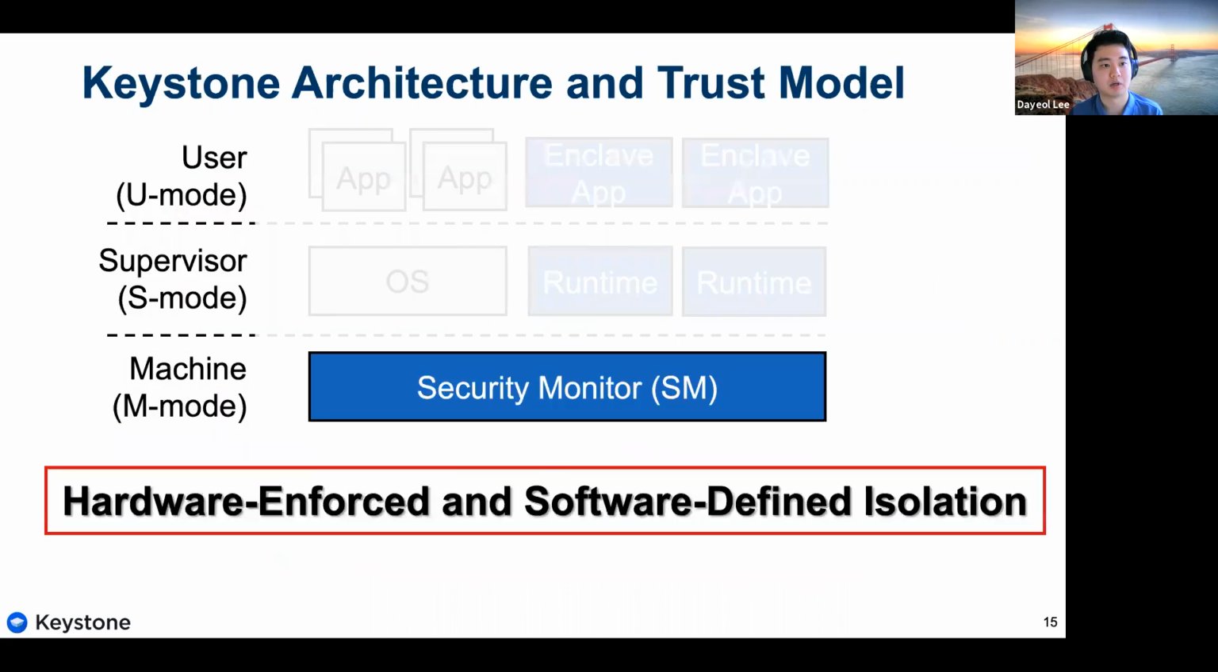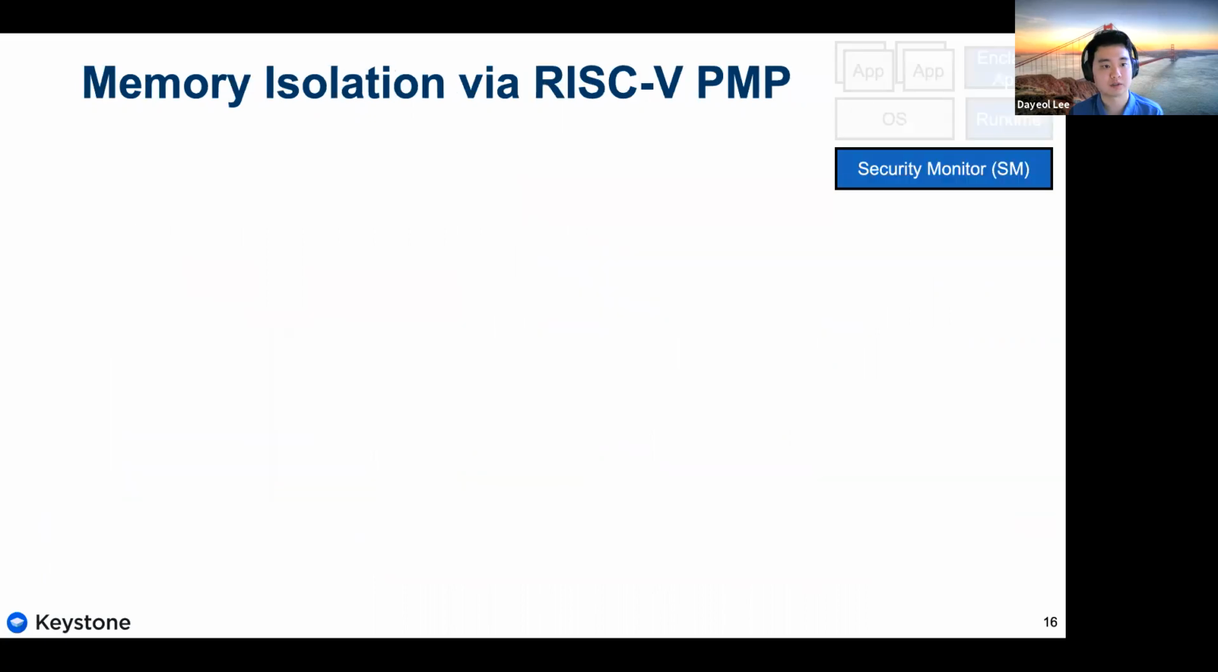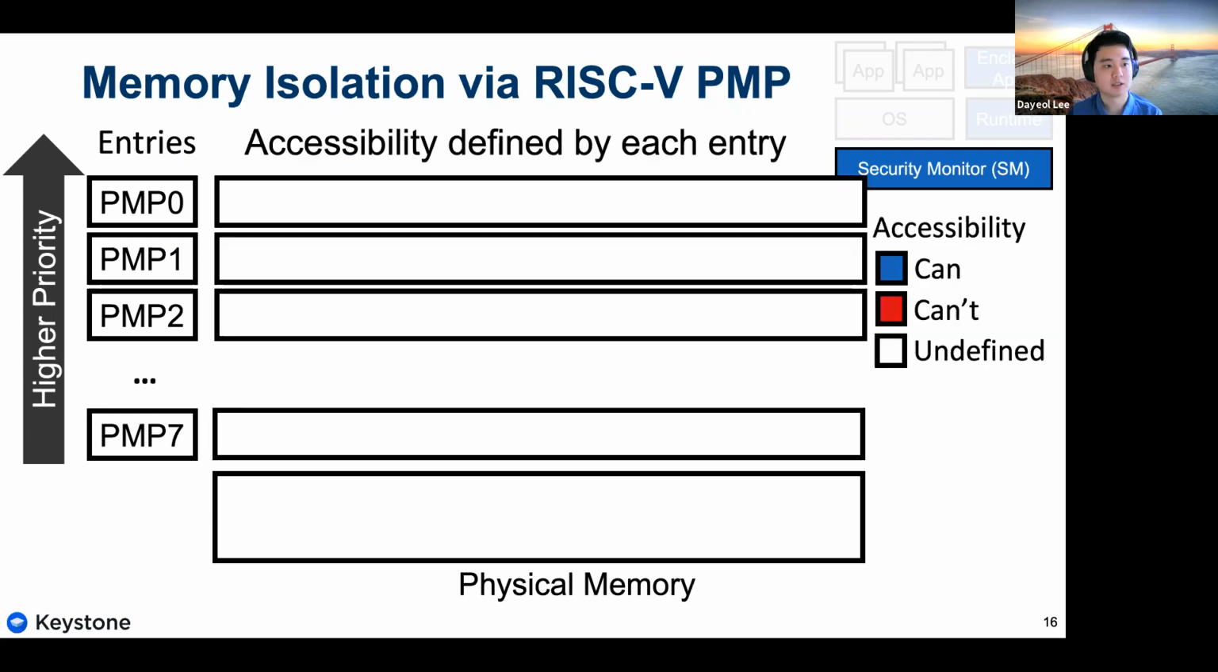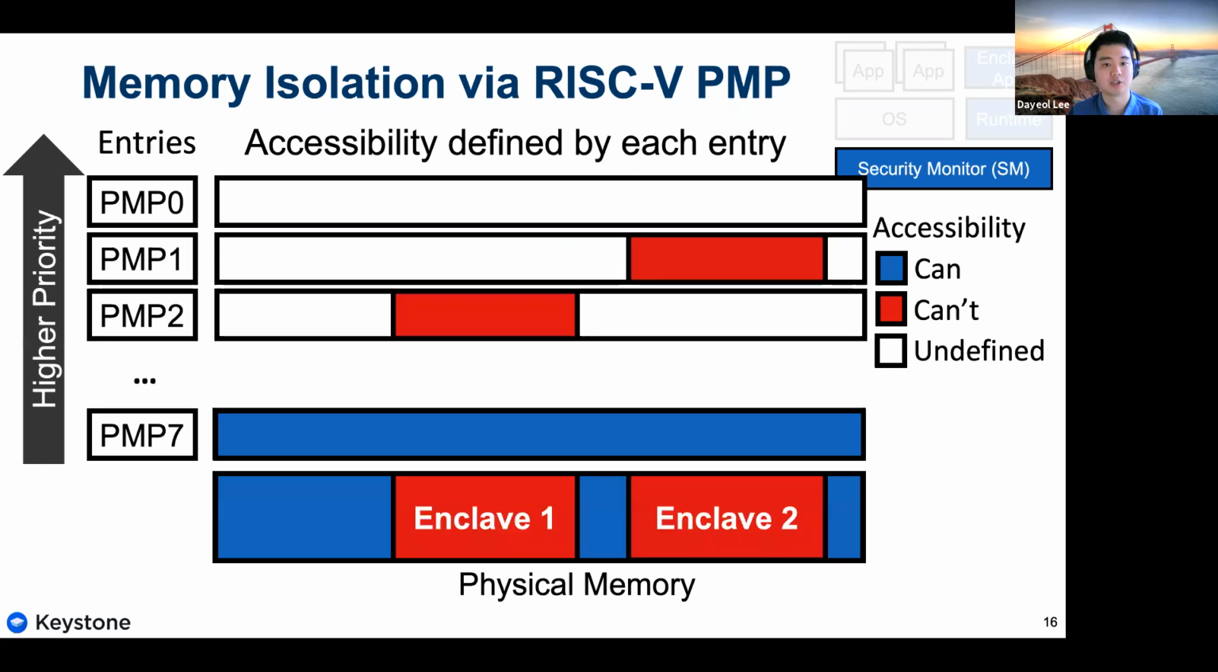So let me talk about how Keystone enables the RISC-V processors. Keystone uses hardware-enforced and software-defined memory isolation. So let me talk more about it. We use a standard RISC-V feature called physical memory protection, or PMP. PMP is implemented by a set of special registers only accessible by the security monitor. The monitor can use a register to configure the entries of physical address ranges and the access permission to each of the range. Since PMP is enforced on every physical memory access of U-mode and S-mode software, the monitor can use it to implement memory isolation as follows.